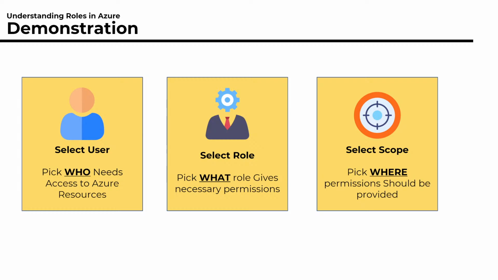Next, we need to select the role, what access or privileges we need to provide to the user. This is what we call the what. Pick what role gives the necessary permissions to that user based on his requirement. The next one is the scope: to which resource, or at what scope level, we need to provide the access to the users. This is what we call the where. We need to pick where the permission should be provided.